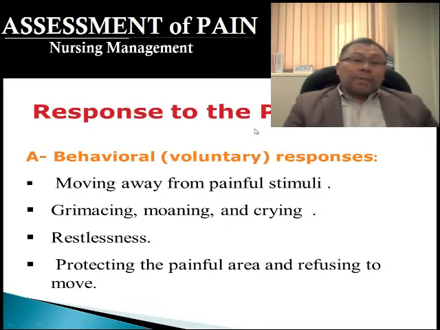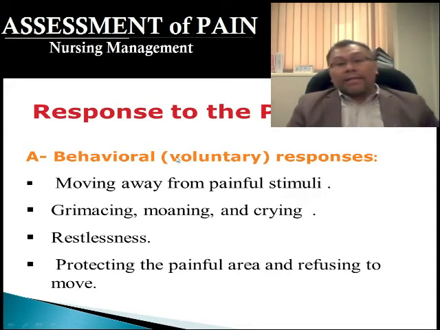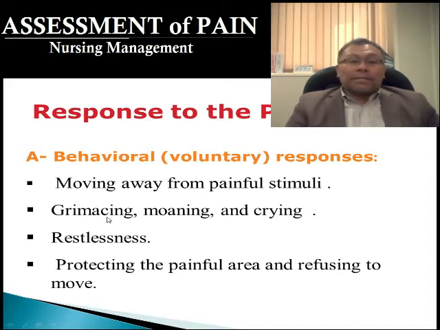So we have the response to pain, as what I have said. Now it will go to the behavioral voluntary responses. What are the specific on this one? If that's painful, you are going to move away from the painful stimulus. Normally, if you observe the patient's face, they're grimaced, they're moaning, they're crying. Now their behavior, they're restless, and then they are protective of the painful area, and then they refuse to move.